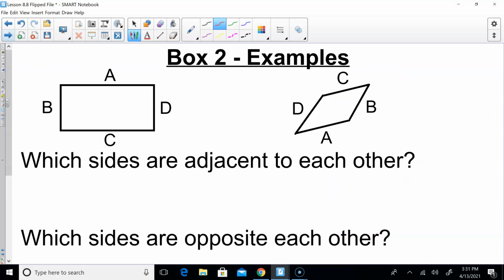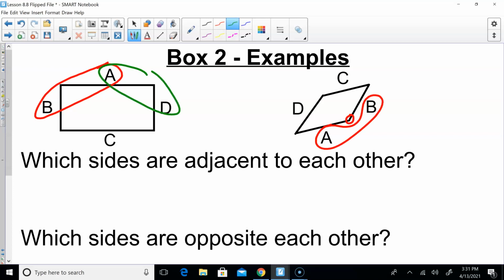And now it says which sides are adjacent to each other. So I have two different quadrilaterals. Maybe you can identify what shapes they are. So what sides are adjacent to each other? Well, we can go through the adjacent sides. We have A and B are adjacent. Here, A and B are adjacent because they meet right here at this point. So A and B would work.